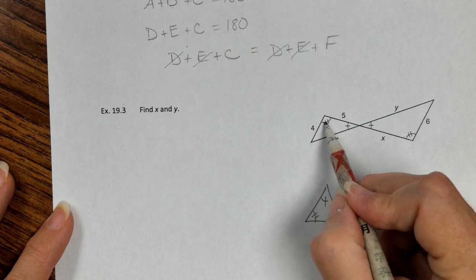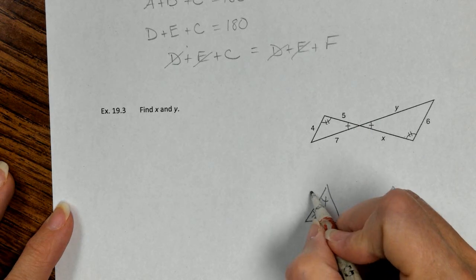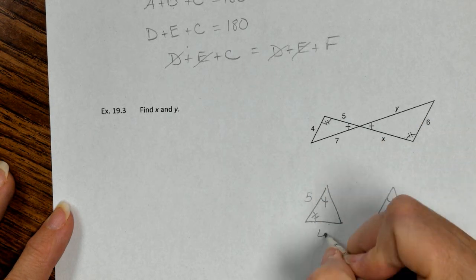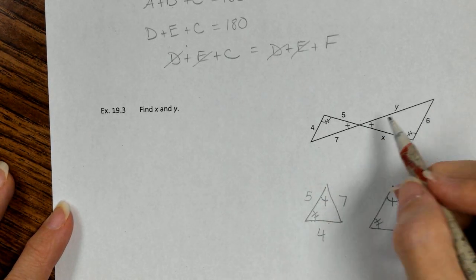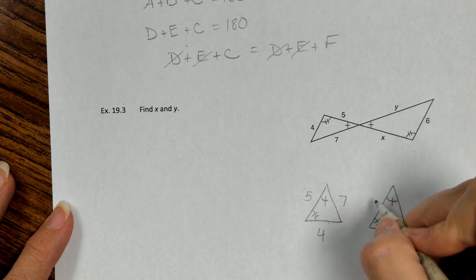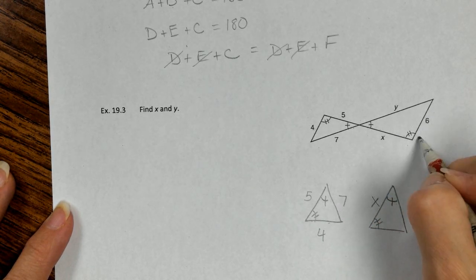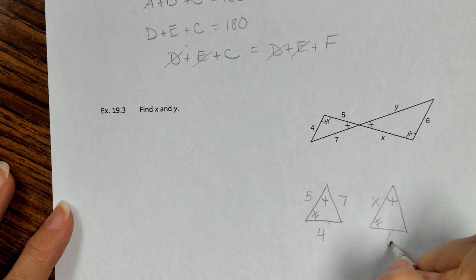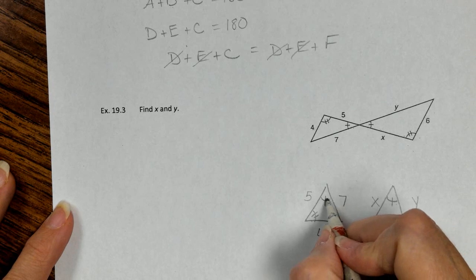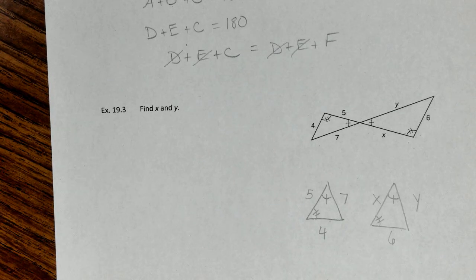Between the one and the two ticks on this triangle is a 5. The other one that's next to the two tick angle is 4. And then here's 7. Over here, between the one tick mark and the two tick is X. And then the other one that's next to the two tick angle is 6. And then the other one's a Y.